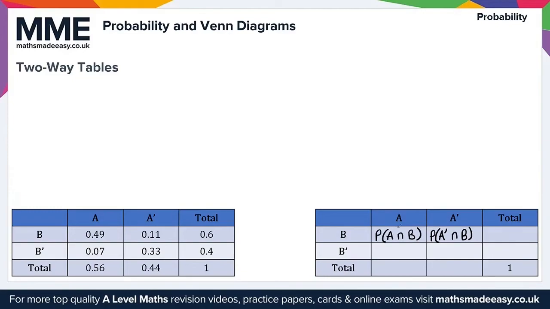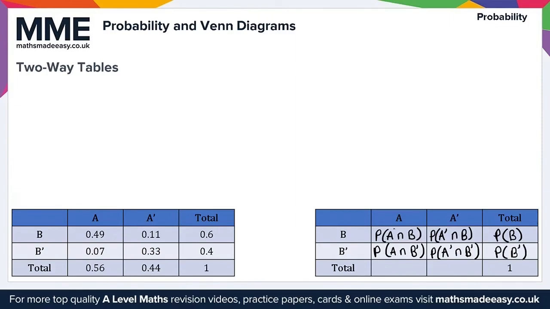And the total here, if we think about it, we have the probability of A intersection B and the probability of A complement intersection B, which would simply give us the probability of B. If we've got B complement and A, then we could write that as the probability of A intersection B complement. And if we've got B complement and A complement, then we could write that as the probability of A complement intersection B complement. And again, the total here would simply be the probability of B complement.